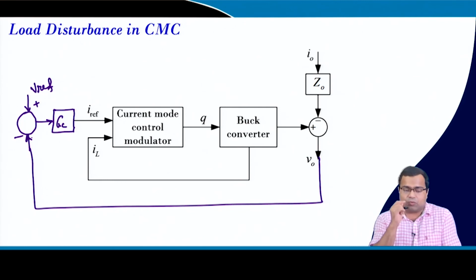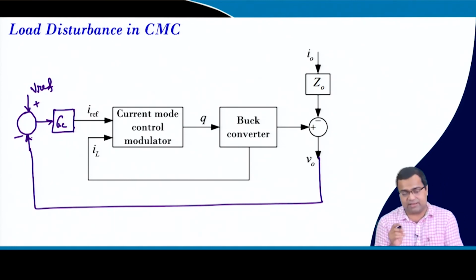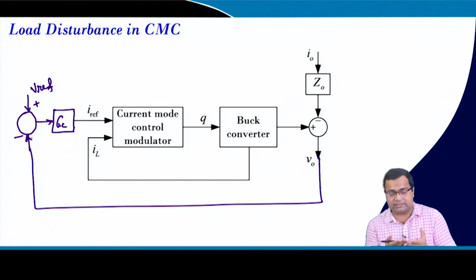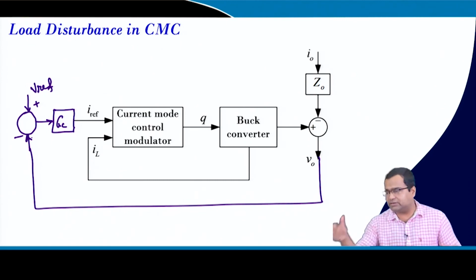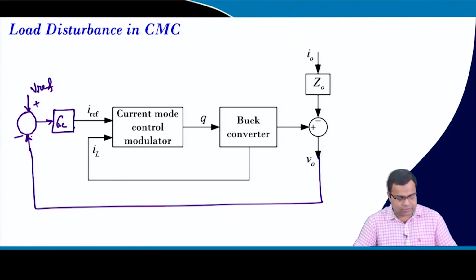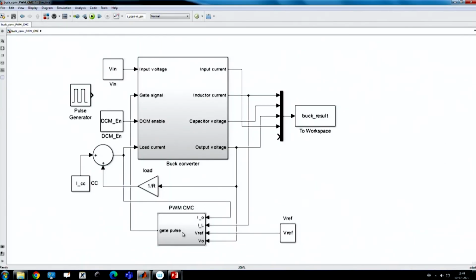One thing we want to see first is, in current mode control, if we simply apply a load transient, what will happen? That means there is a load disturbance, and how can we reject, or reduce the effect of, the load disturbance in current mode control. So, let us go to the simulation, and in this case we are talking about a current mode control where this is the model.